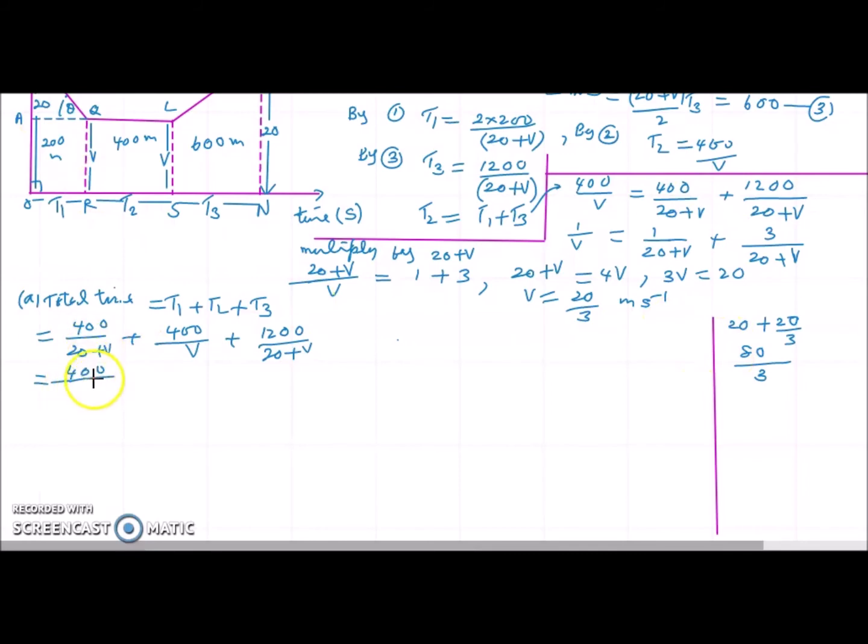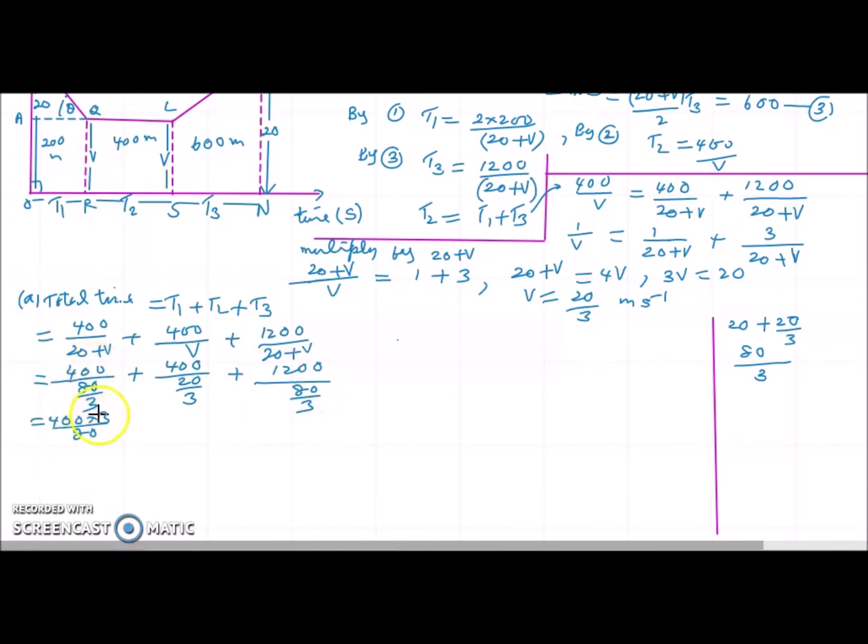Now this is equal to 400 divided by 80 by 3, plus 400 by v, where v equals 20 by 3, plus 1200 divided by 20 plus 20 by 3, that is 80 by 3.